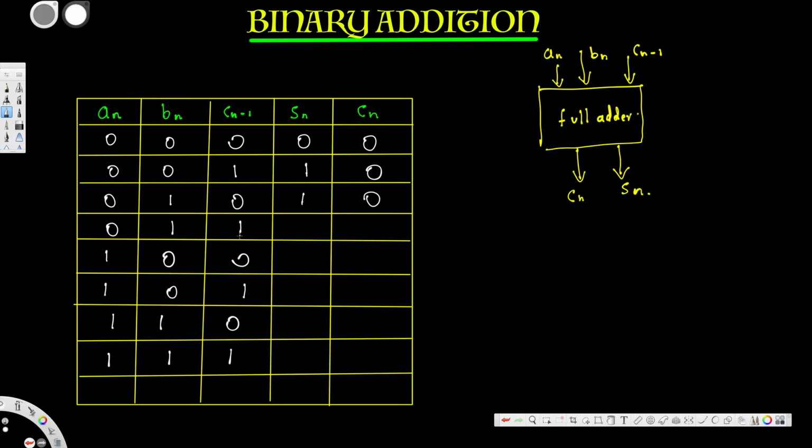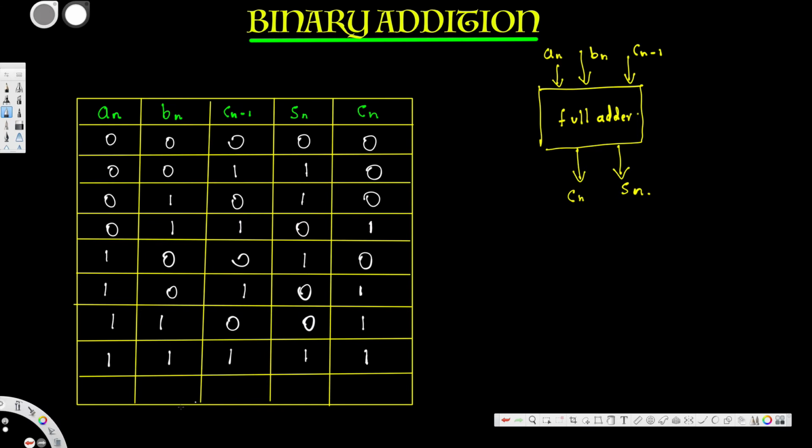0 1 1, 1 plus 1, that's 10, so we are going to have 0 and a carry. 1 0 0, 1 and the carry is 0. 101, we are going to have 0 and the carry is 1, and 110, 0 and the carry is 1, 111 we have 1 and the carry is 1. So this is what we call the truth table for a 1-bit full adder. Now let's look at some big number additions.